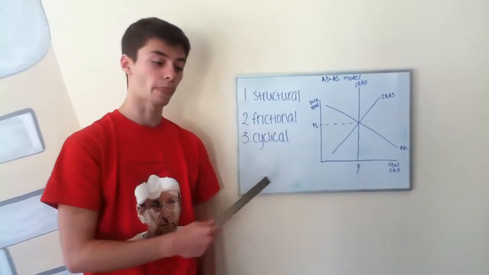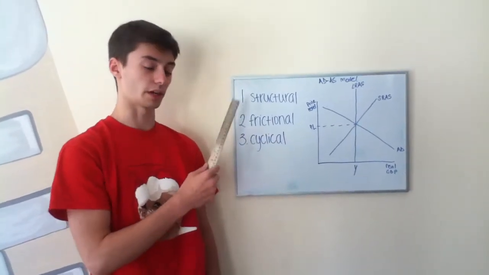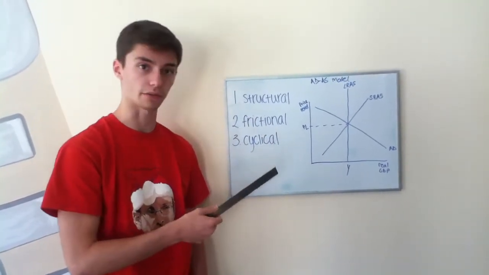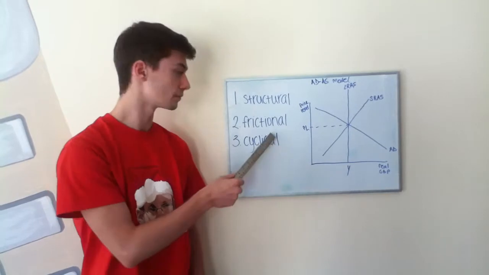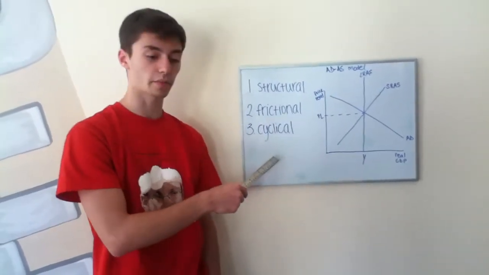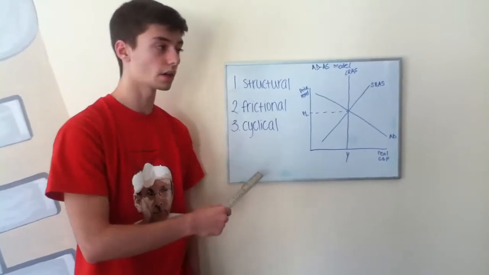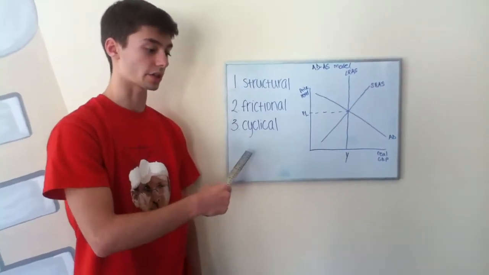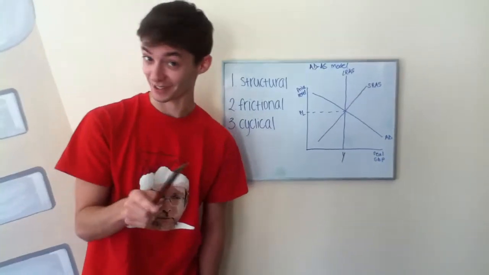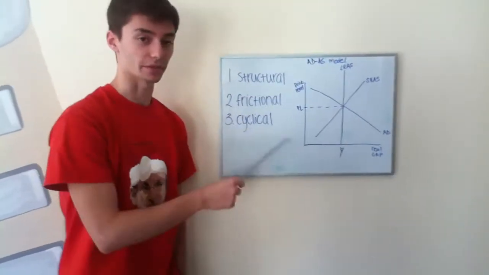Frictional unemployment is when a person is in between jobs. An example of this would be a college student coming directly out of college. Lastly, cyclical unemployment moves with the business cycle. For example, in a recession, it will increase, and in an expansion, it will decrease.